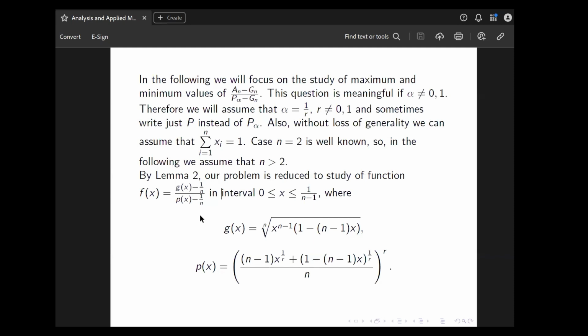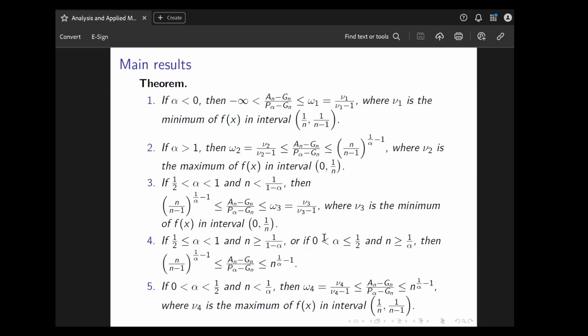Our problem is reduced to a one variable problem. Of course, there are technical details of the proof that I skipped. So a very hard problem about n variables became just a one variable problem because of that lemma. But still, it is very difficult to study this function. Even though it is a one variable function, it is not trivial to find its maximum and minimum values. Again, I skip technical details in the proof and go directly to the main results.